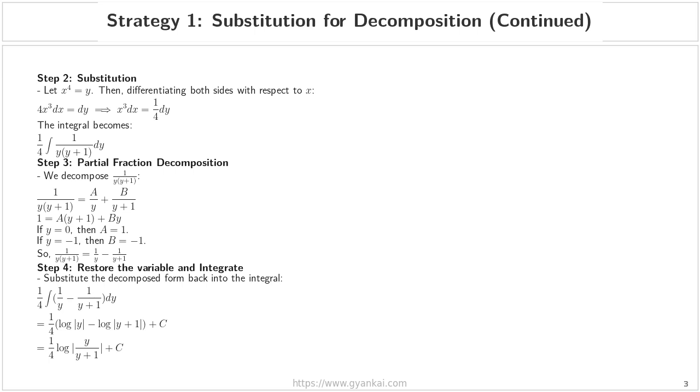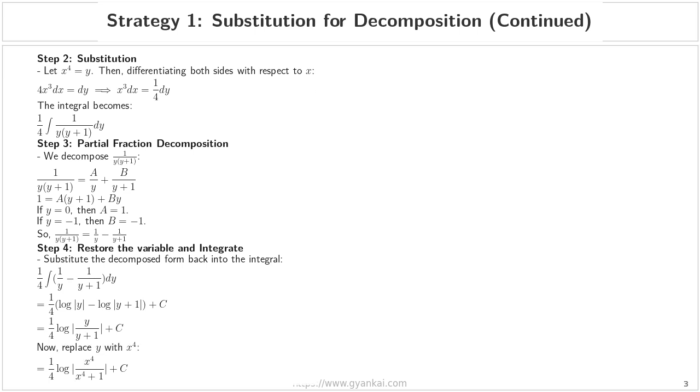Now, we can combine these logarithms using the logarithm property to get 1/4 times the natural logarithm of the absolute value of y divided by y plus 1, plus C. But remember, we made a substitution at the beginning where we set y equal to x to the power of 4. So, we need to substitute back in to express our answer in terms of x. Replacing y with x to the power of 4, we get our final answer: 1/4 times the natural logarithm of the absolute value of x to the power of 4 divided by x to the power of 4 plus 1, plus C. And that completes the integration.